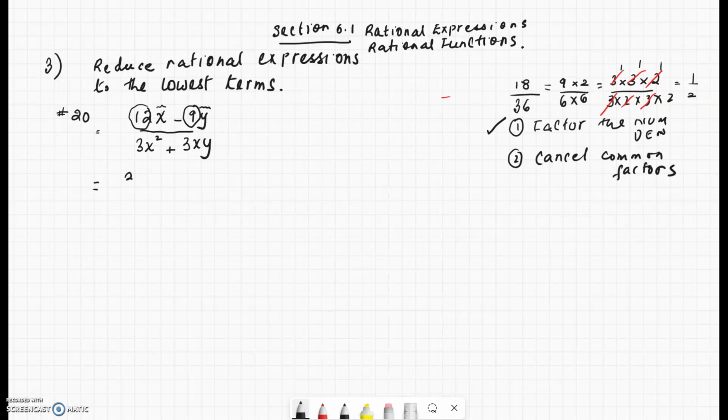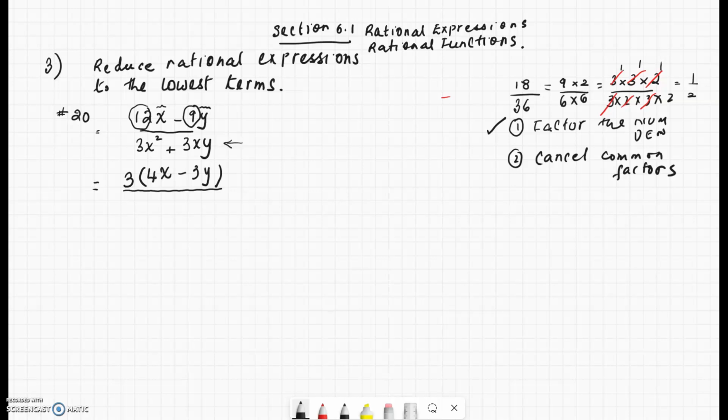So we factor the 3 out. 3 fours are 12. What's left in the 12 is a 4, because 4 times 3 is 12. We have an x minus 3 times 3 is 9. And then we have a y. And that's it. This is the best we can do. We cannot break down any further.